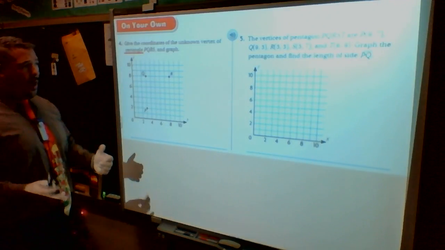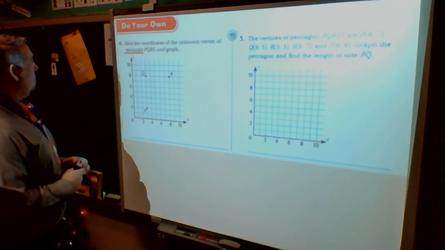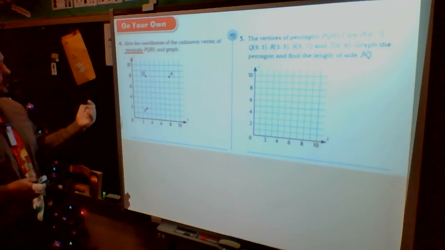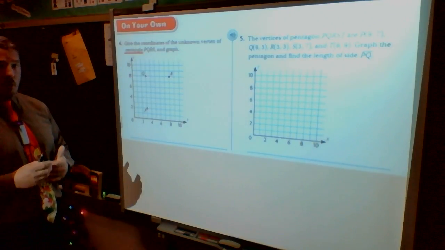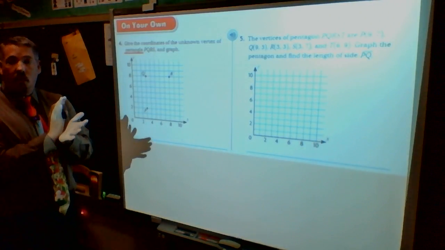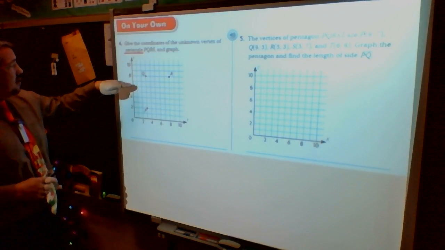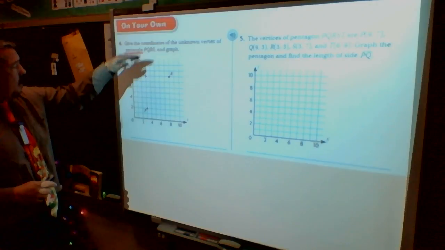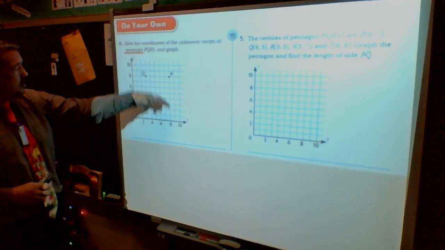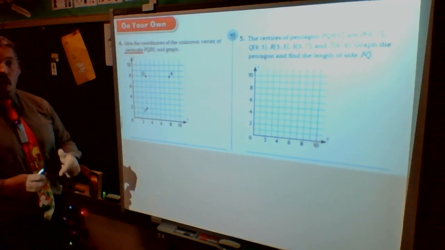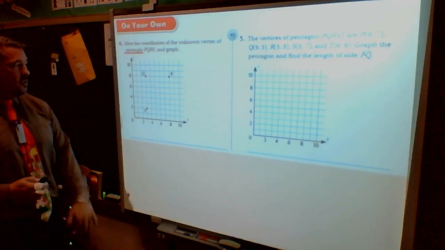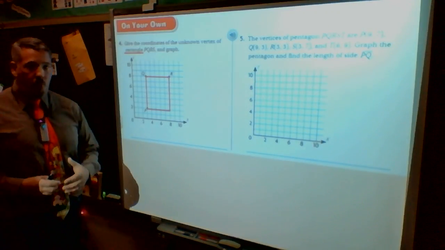So let's look at what we're asked to do here. On your own, for question 4, it says to give the coordinates of the unknown vertex, the points of this rectangle. It tells us we're finding PQRS, so PQR, so I know I'm missing S, and to graph it. There are a lot of things I have to do there, but it should be pretty simple.